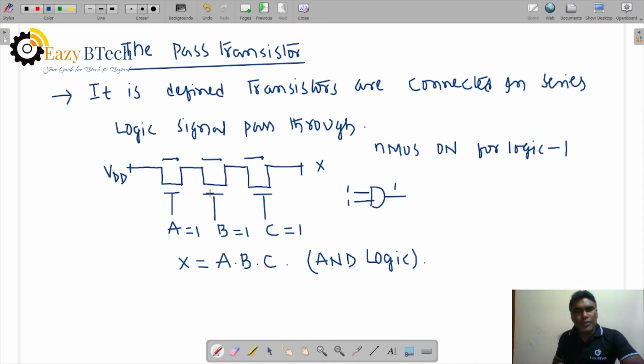If A is equal to 0, then no signal, it will be open, so no signal passes through. If B is equal to 0, it will be an open circuit, so the VDD signal cannot pass till the end of this X. If C is equal to 0, it will be disconnected, so VDD cannot pass through. So it acts as an AND gate. When all inputs are 1, the switch will be closed and the signal will pass. So AND logic is applicable to pass transistors when they are connected in series.